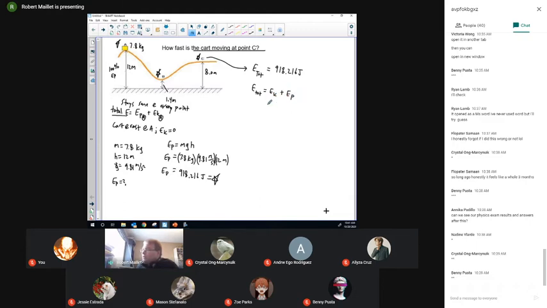So I need to calculate both of those pieces. I know that the EK should be 1/2 mv squared. I know that the EP should be mgh. And if I check out what I know and what I don't know, this will help me figure out how I'm going to solve this.